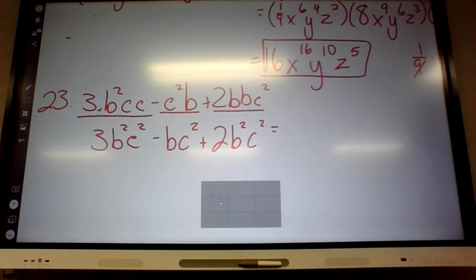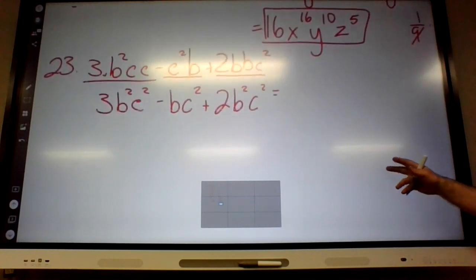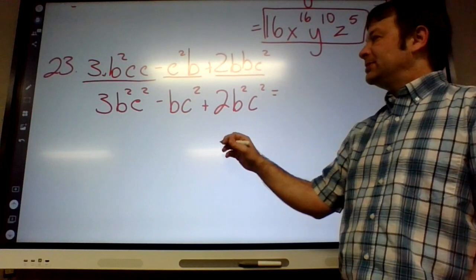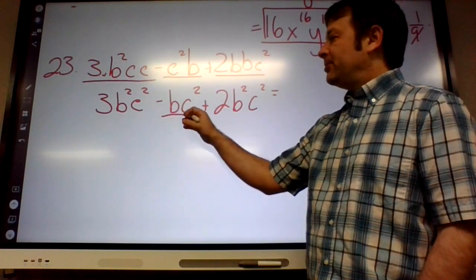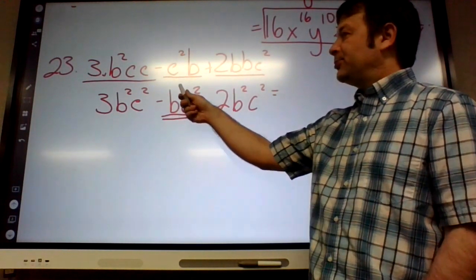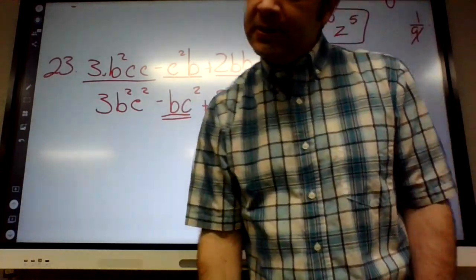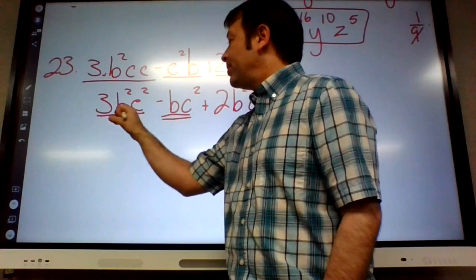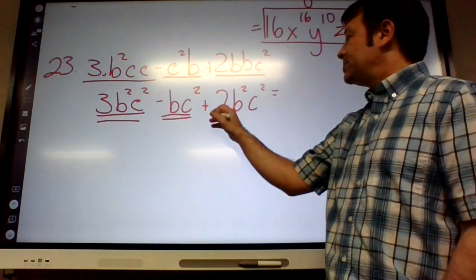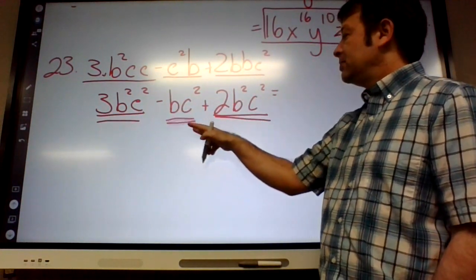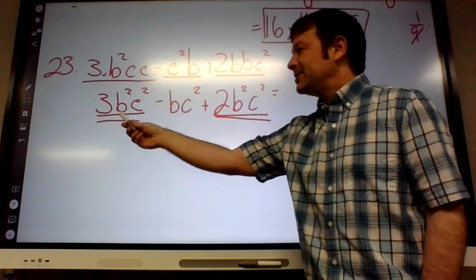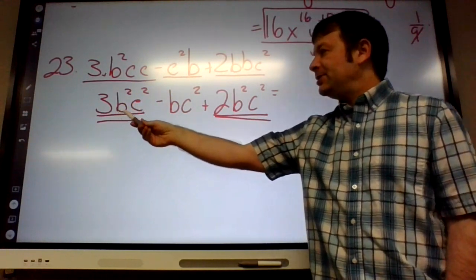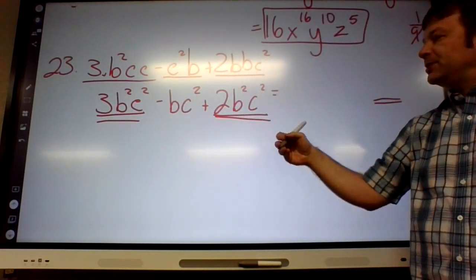Okay, are any of those three like terms? Yes. All. No, not all of them. Which one's different? This one is kind of the oddball out, right? Because it only has one b, unless I copied it wrong. Yeah, that's right. But these two are both b squared, c squared. So the first and the last, because they're like terms, can be added together. So 3 of these plus 2 of these.